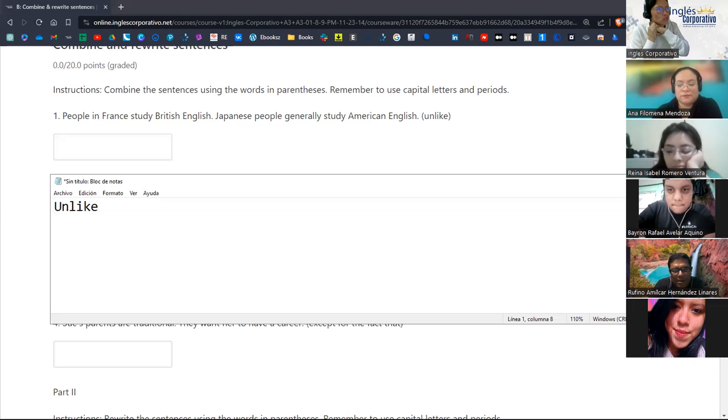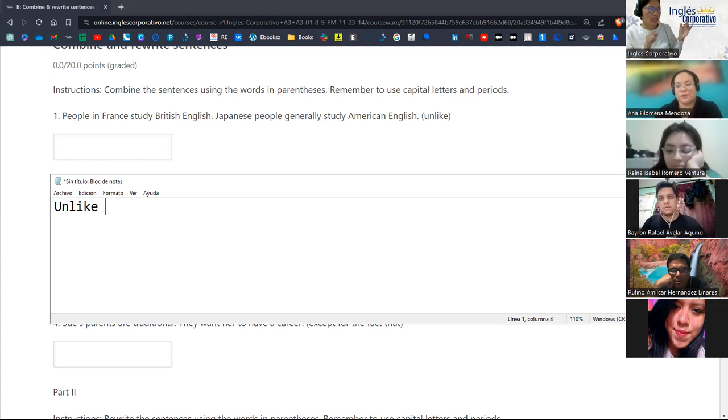Now we have the two sentences. People in France study British English. Right? Porque eso es cierto, chicos. Allá en Europa se enseña solamente British English. Y aquí en el área del continente americano, la mayoría de escuelas, academias o instituciones enseñan North American English. ¿Verdad? Entonces tenemos acá, Japanese people generally study American English. ¿Ok? Vamos a respetar el orden de las dos oraciones.